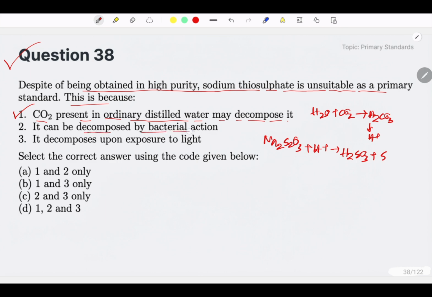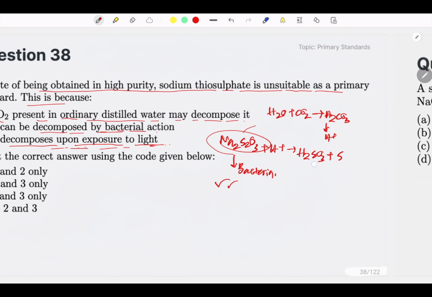It can decompose by bacterial action. That is also true, because in the presence of certain bacteria it also decomposes. It decomposes upon exposure to light. So this option is not an appropriate one according to me, because the action of light does not have that much impact on sodium thiosulfate. So options 1 and 2 will be right.